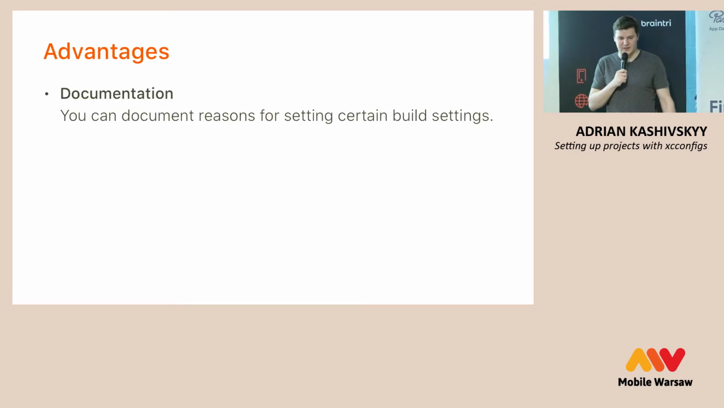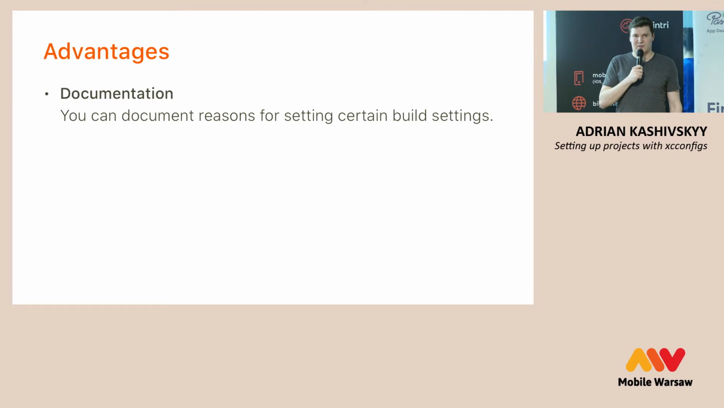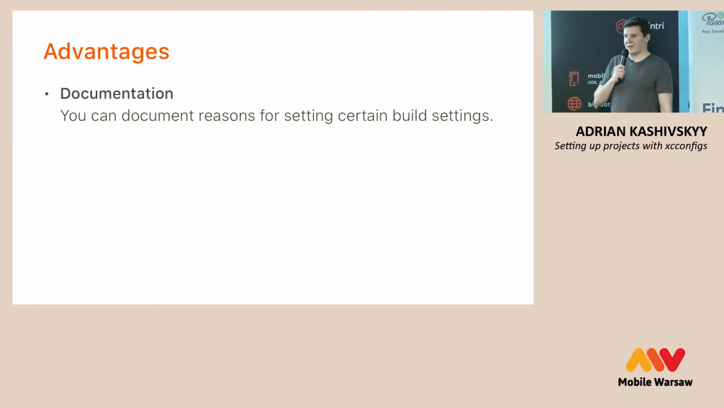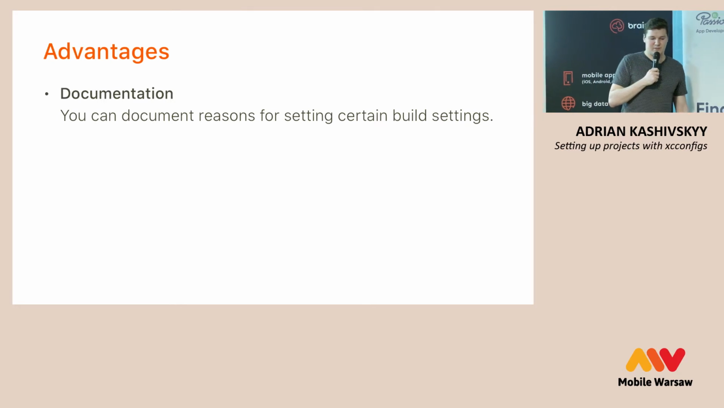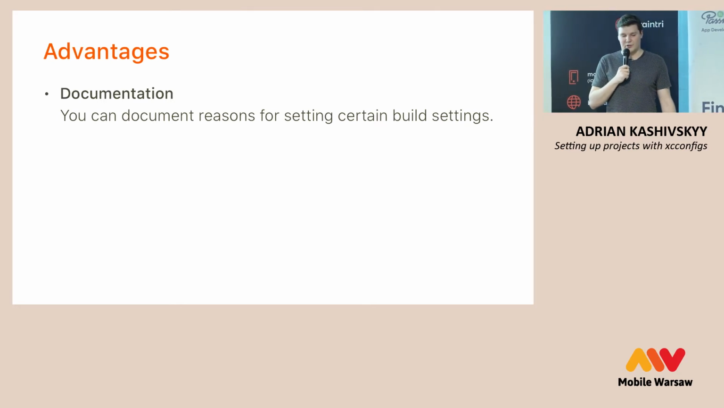Another thing that is often forgotten with build settings is that people sometimes don't know why a build setting is set to the value it's set to. The xcconfig files have a syntax for comments with //, and you can actually document why a build setting is set to a value within that comment, and you can't do that in the visual editor at all.